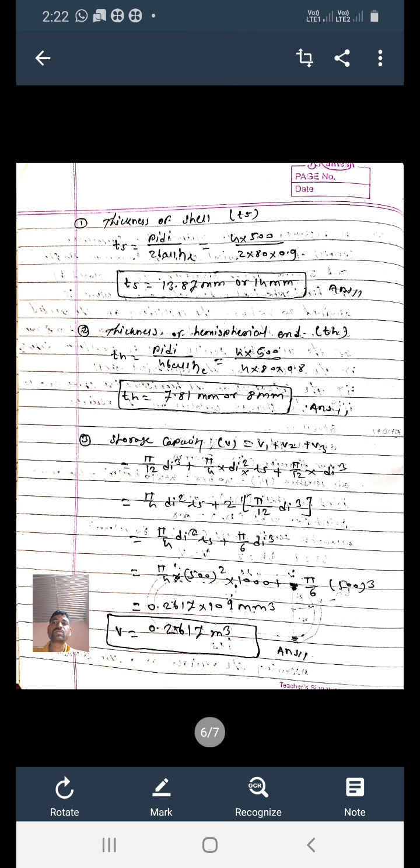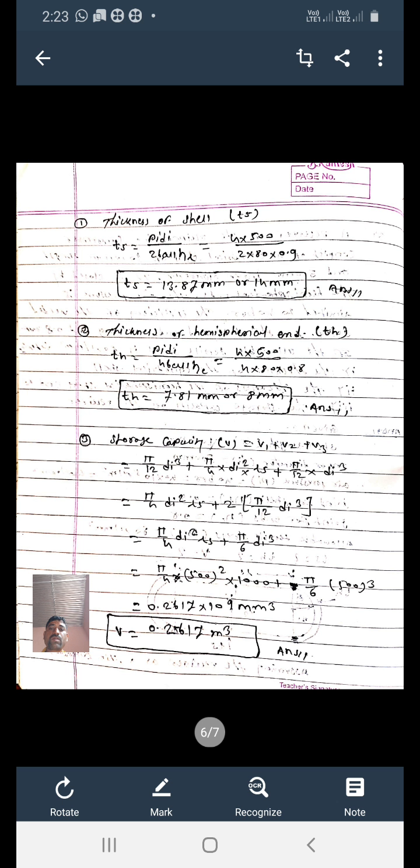How to calculate the storage capacity of the cylinder? Yes, V is equal to volume of the first hemispherical end plus volume of the shell, and third is the volume of the second hemispherical end. You know how to calculate the volume. Volume means area into length of that component. We consider the LBT dimension.